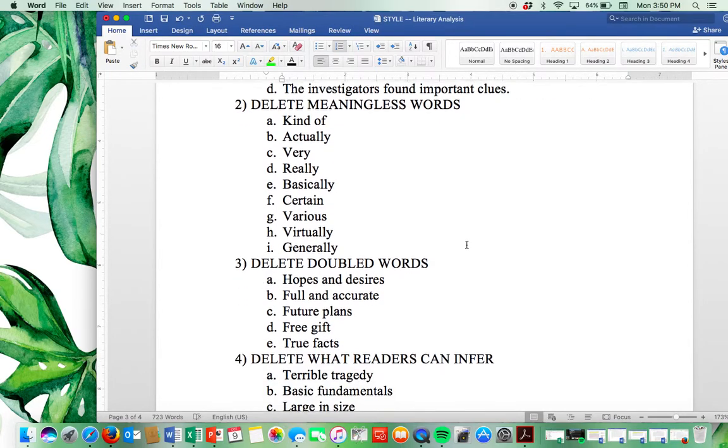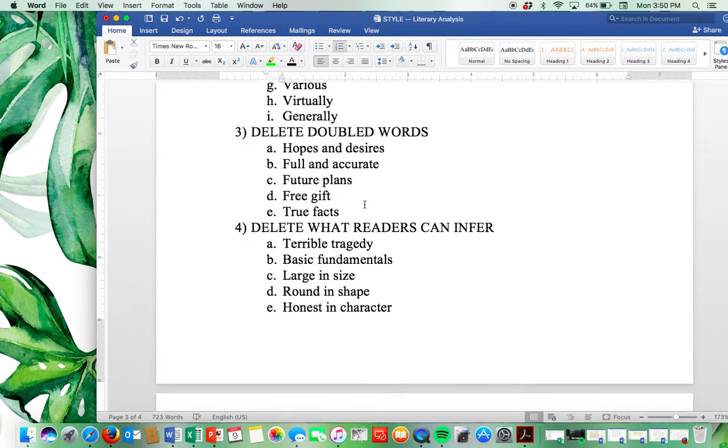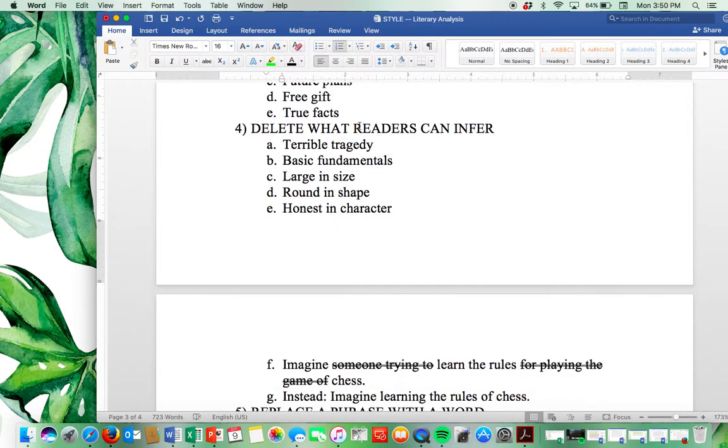Another thing you can do is delete meaningless words. Just go through your text and delete these things. Kind of, actually, very, really, basically, certain, various, virtually, generally. All those kinds of words don't mean anything, so they don't add anything to your paper. Just delete them. Delete doubled words: hopes and desires, full and accurate, future plans, free gift, true facts. These things are just reiterating what we've already said, and we don't need them, so just delete them.